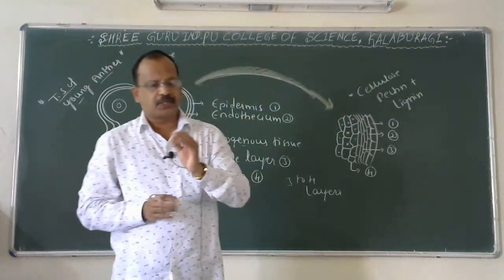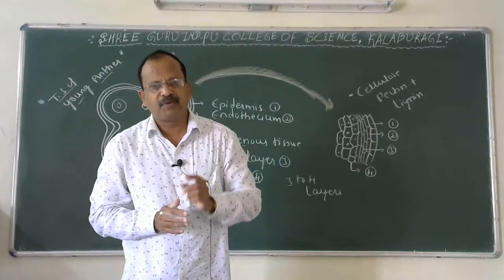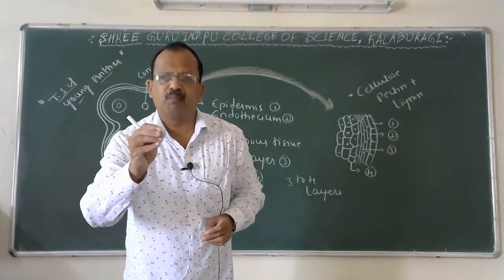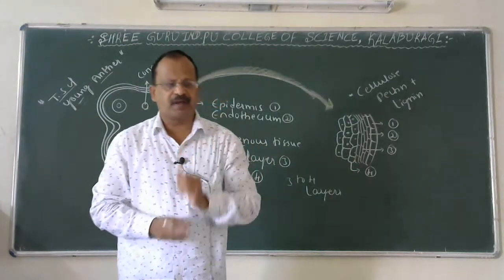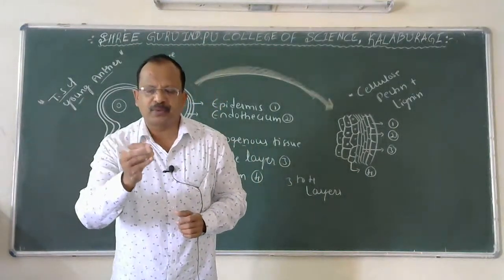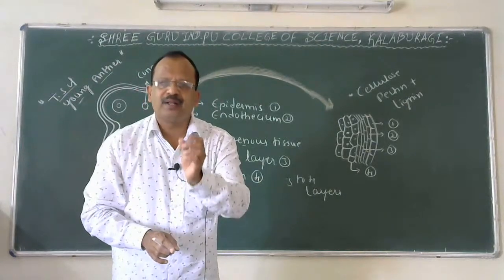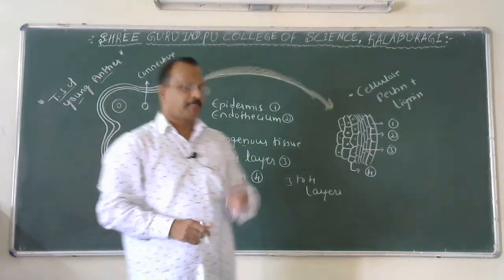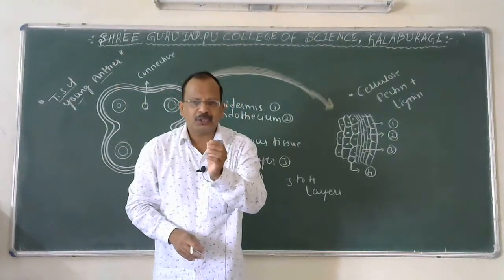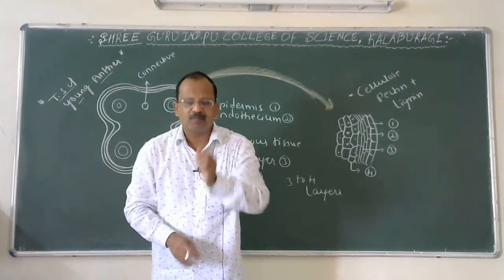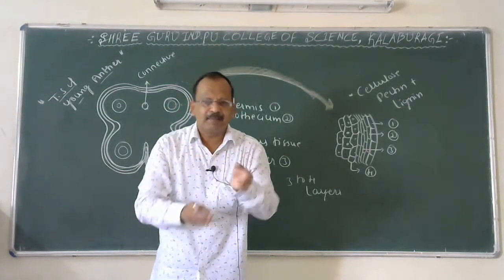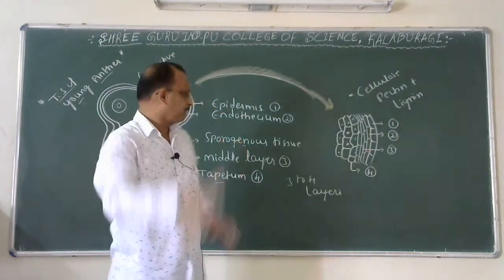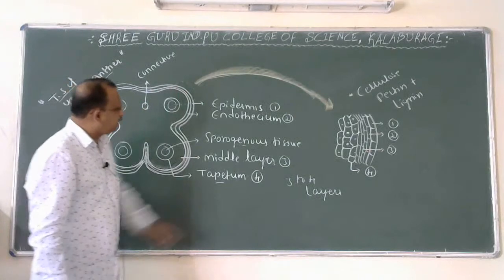Next matter is structure of pollen grain. Before that, remember one important line: the process of formation of microspores from pollen mother cell by meiosis is called microsporogenesis. Okay, so I hope that my explanation is clear.